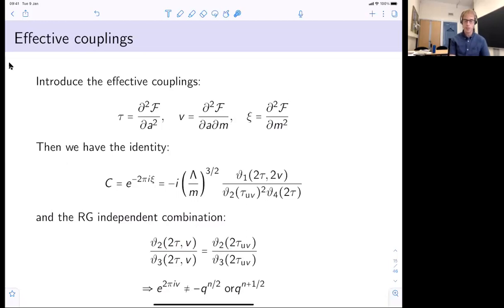But for example, e to the two pi i times v can never be equal to minus q to the power n over two. Because if you were to insert that here, then this would be independent of this. You would actually be able to divide out this ratio, or it will be equal to zero, in fact. So then you can never satisfy the right hand side.